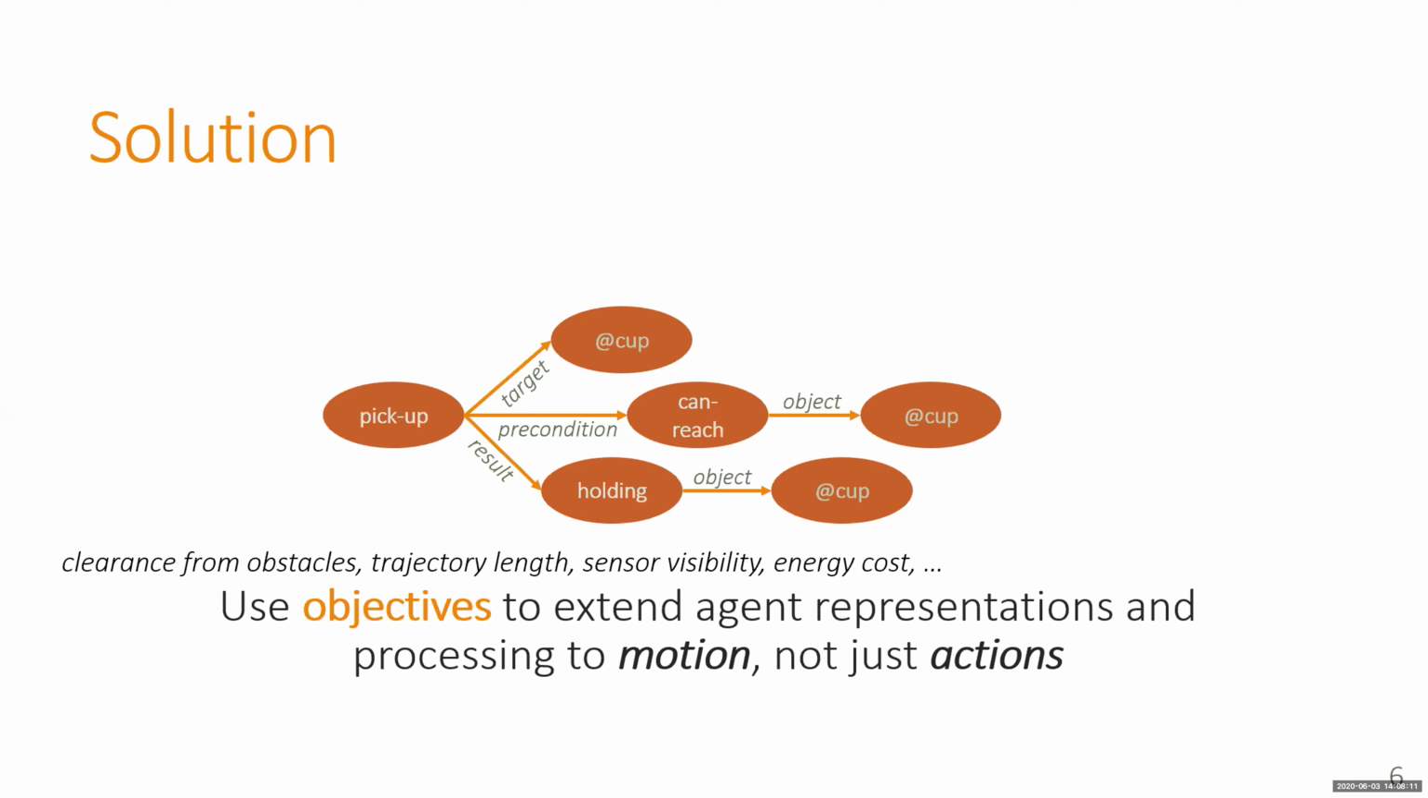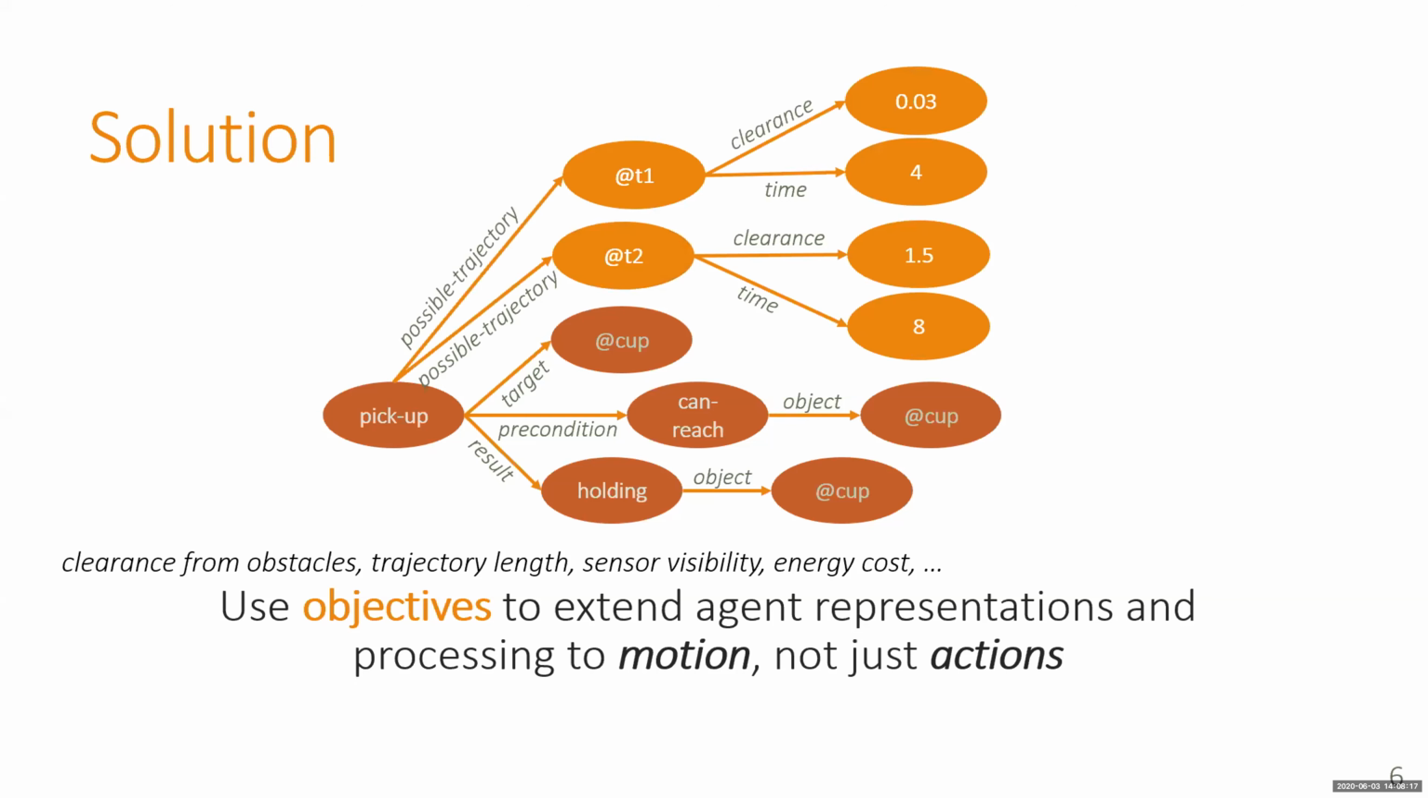This solution would result in knowledge in Soar that looks something like this, where an action is no longer represented completely abstractly, it also is attached to trajectories that could possibly implement it. Those trajectories are described by their objective values. Here I've used clearance and time as just hypothetical examples.